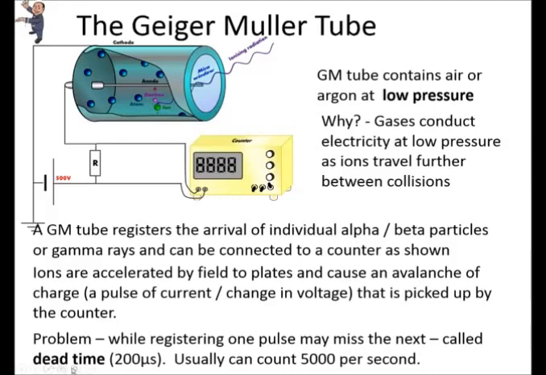They suffer from something called dead time. If there's too much radiation coming through while a pulse is being generated from one ionisation event, they can miss the next one. GM tubes suffer from this thing called dead time, which is normally about 200 microseconds, which means they've got a maximum count rate of about 5,000 per second.